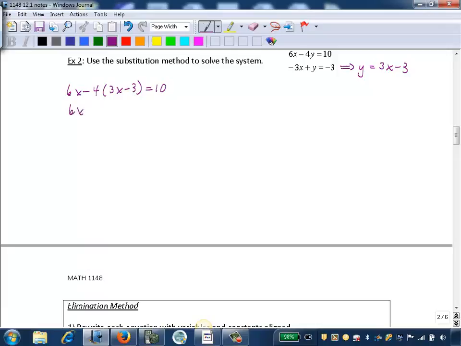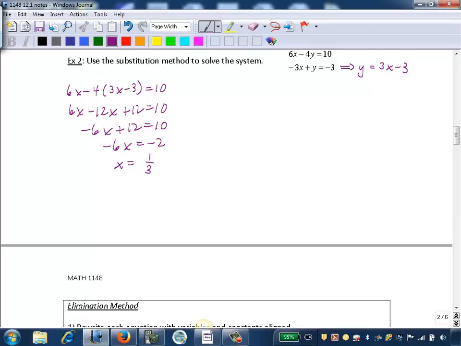So I'll distribute. Negative 4 times 3x is negative 12x, negative 4 times negative 3 is plus 12. Collect like terms, so I've got negative 6x plus 12 equals 10. Subtract the 12 from both sides, so negative 6x equals negative 2. And then divide each side by negative 6, so then I get x equals 1/3.